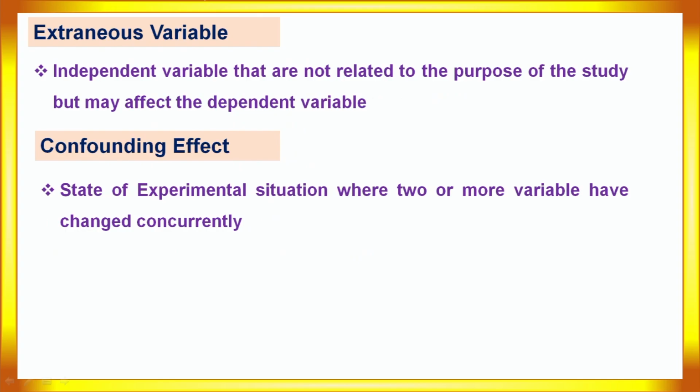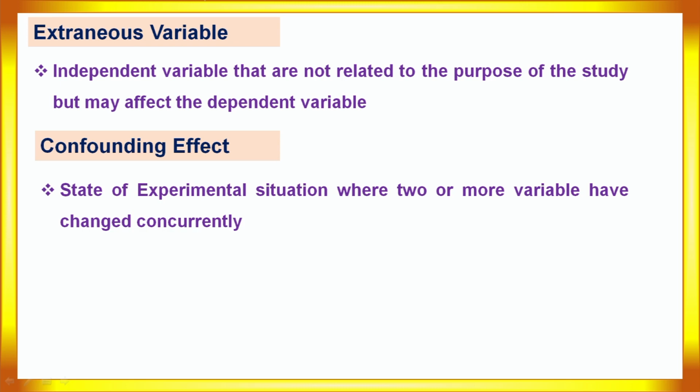Coming to the last type of variable, that is the extraneous variable, and it is one of the most important variables of entire scientific research. What is an extraneous variable? An extraneous variable is an independent variable that is not related to the purpose of the study, but may affect the dependent variable.